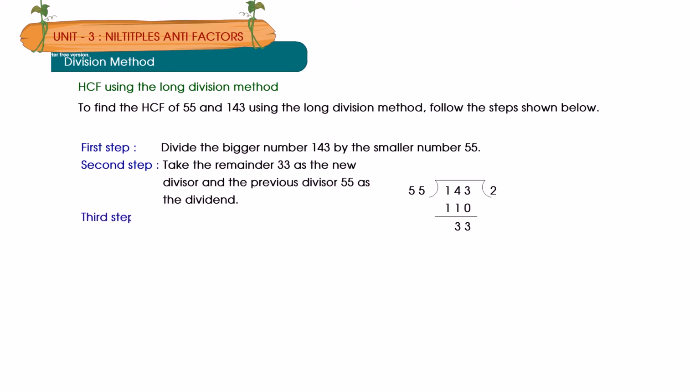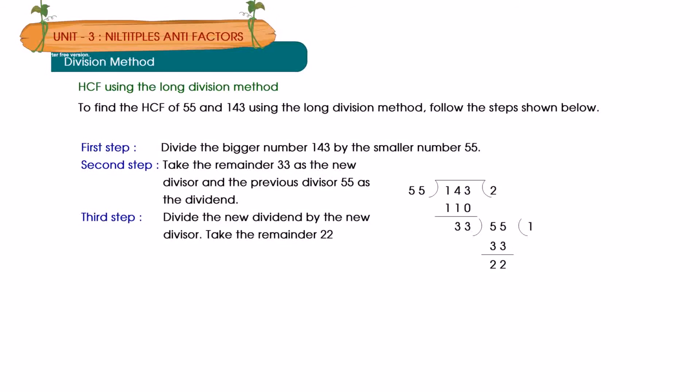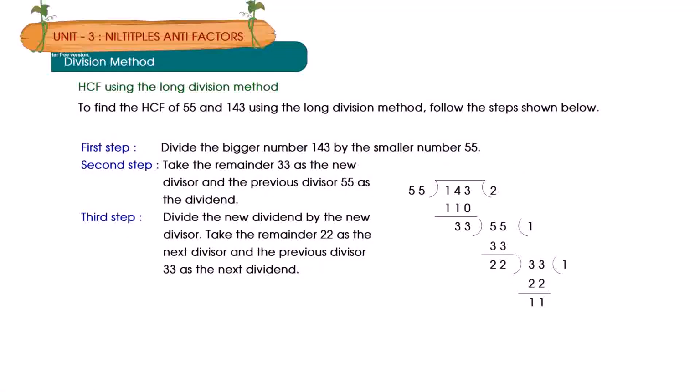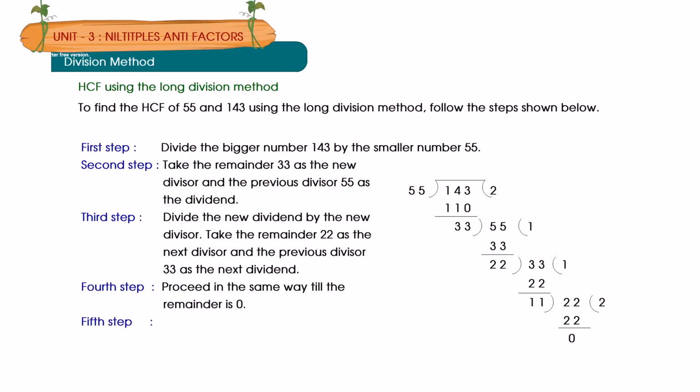Third step. Divide the new dividend by the new divisor. Take the remainder 22 as the next divisor and the previous divisor 33 as the next dividend. Fourth step. Proceed in the same way till the remainder is 0. Fifth step. The last divisor 11 is the highest common factor of 55 and 143. Therefore, highest common factor of 55 and 143 is 11.